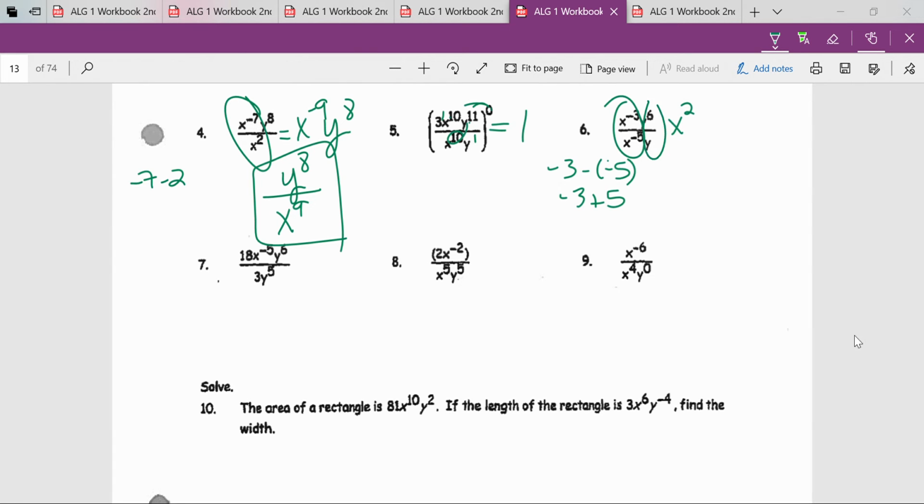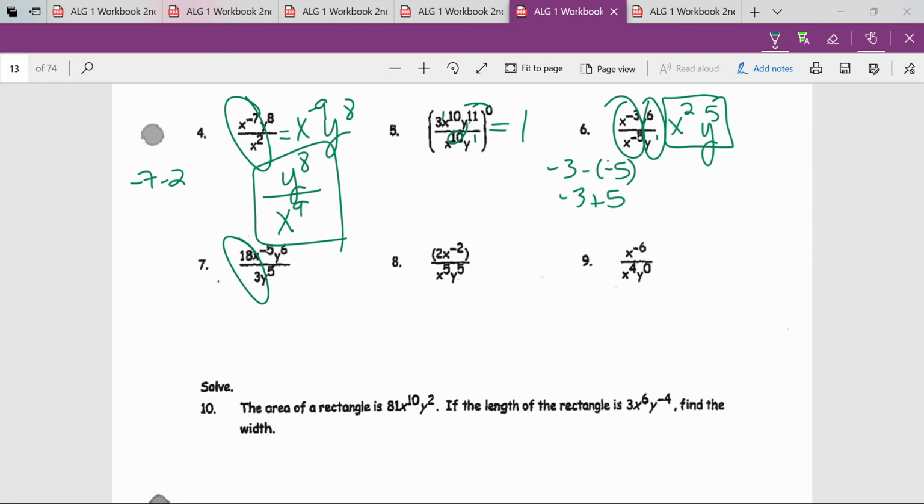We have y to the 6 and y to the nothing, but it is there once, so it's a 1. And again, we subtract, so that's y to the 5. They're both positive, so we're done. They stay where they're at. Only if they're negative do we worry about changing them or moving them.